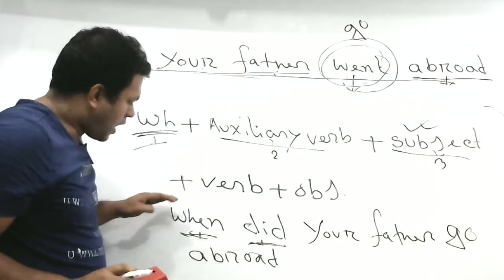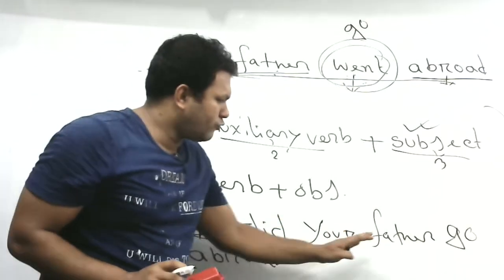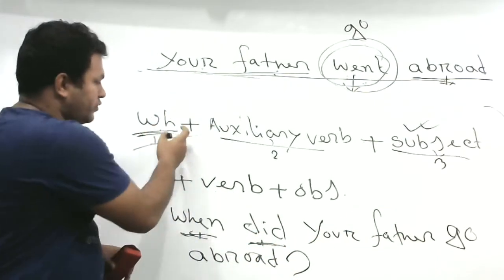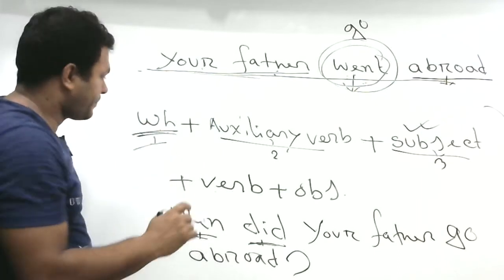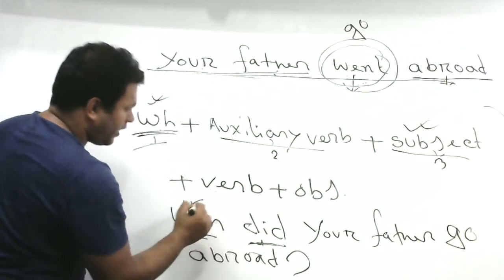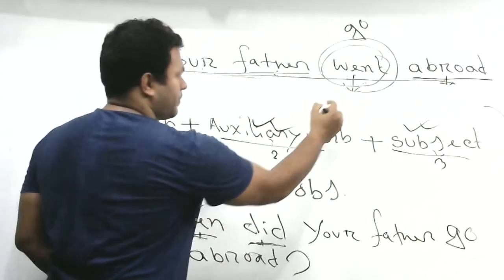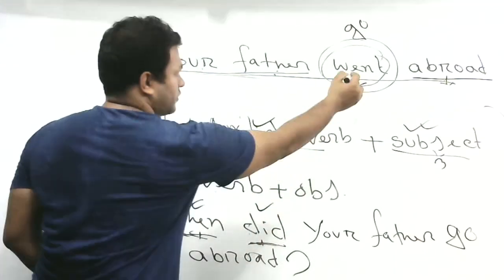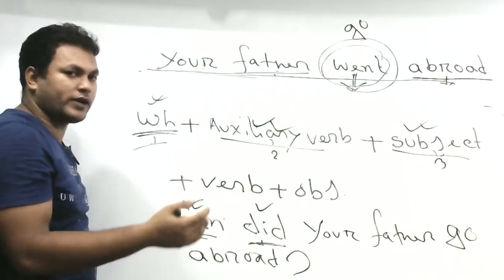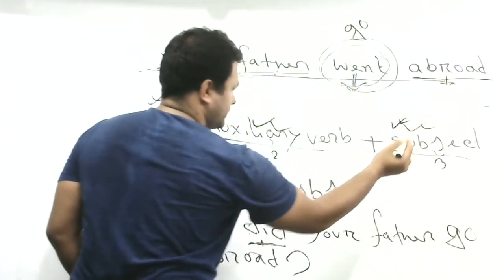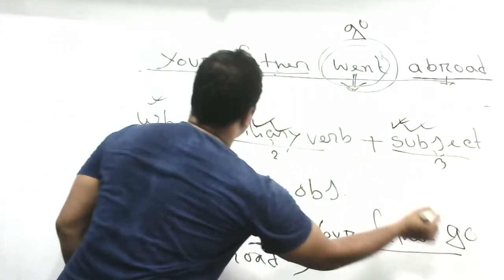So how to make the question? When did your father go abroad? Now we will match with the structure. First, WH. Look, I have written here WH, when. Then auxiliary verb. Look at here, there is no auxiliary verb. That is why I have taken did, because it is the past form. If you get the past form, you will have to take did. Next, you will have to take the subject. I have taken the subject from here.